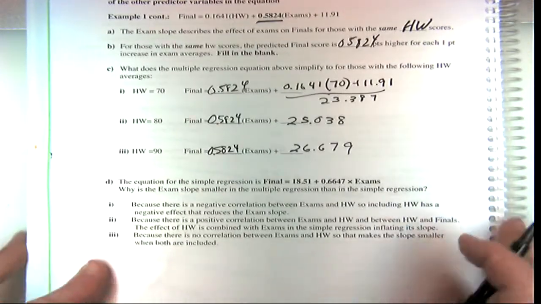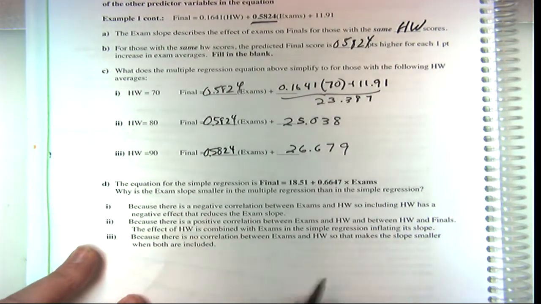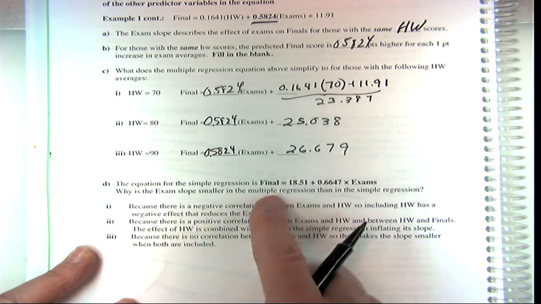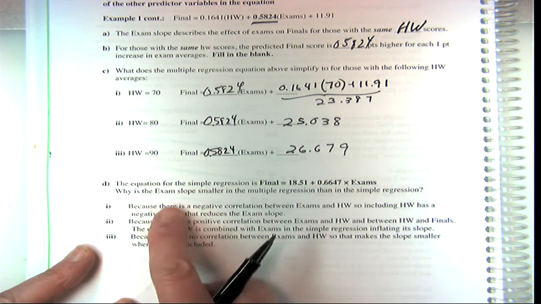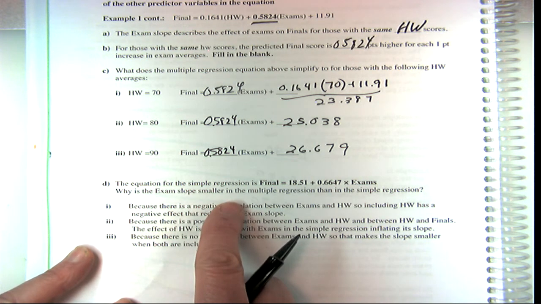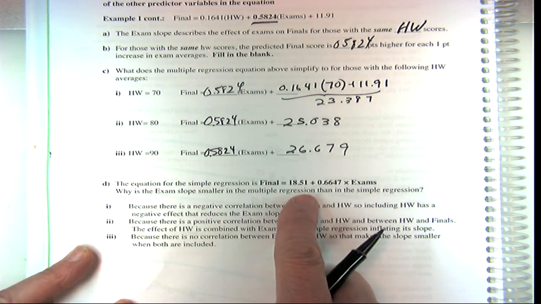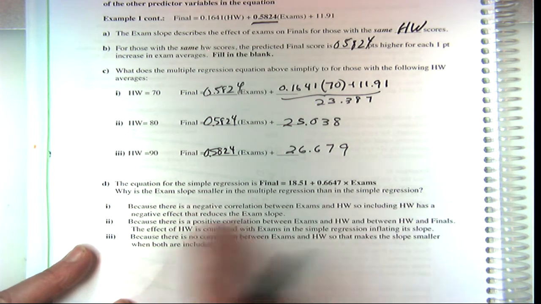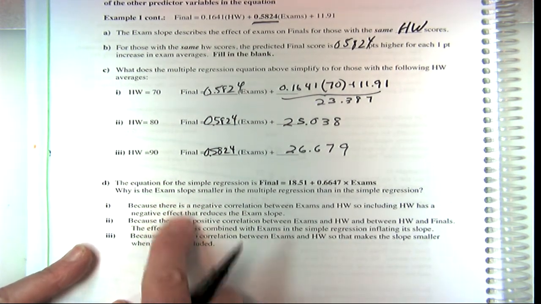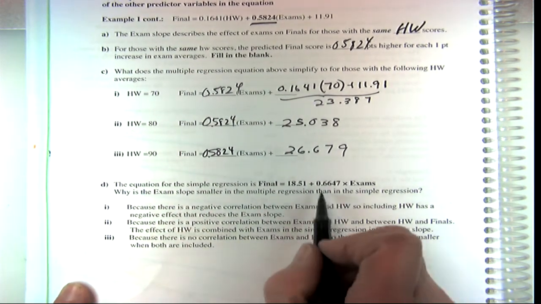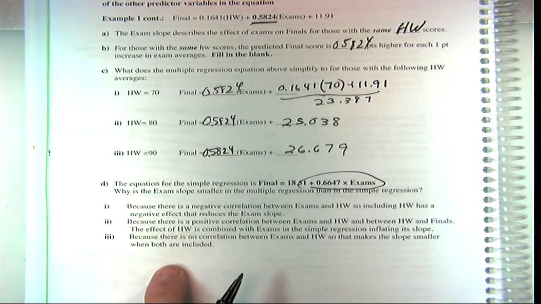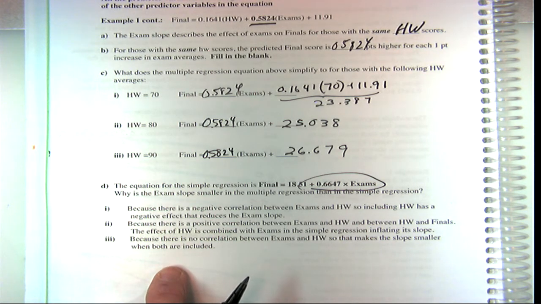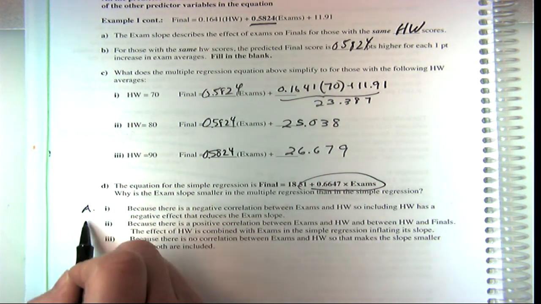26.679. All right, here's a good iClicker question. The equation for this simple regression is this. Why is the exam slope smaller in the multiple regression than in the simple? We know that, but which answer would it be? This multiple one is smaller, and this is bigger. So why is it smaller there? Do you think it's 1, 2, or 3? This is like A, B, or C.